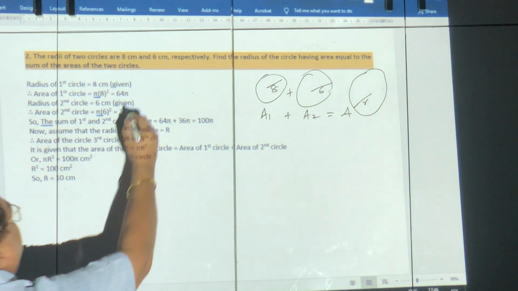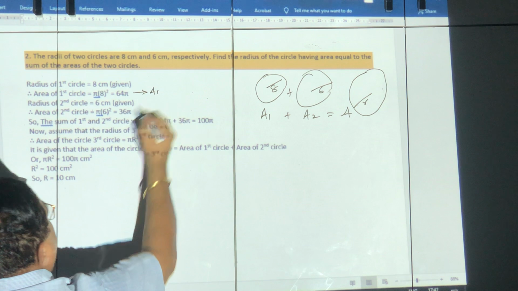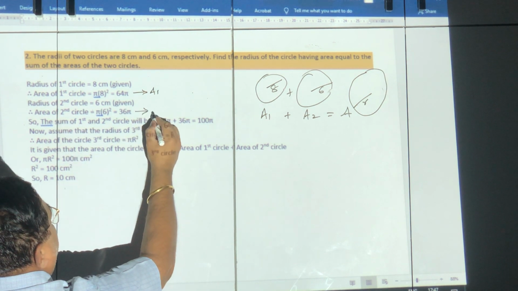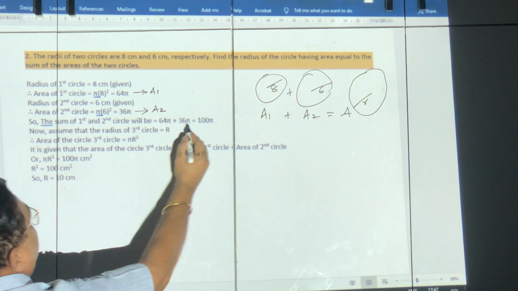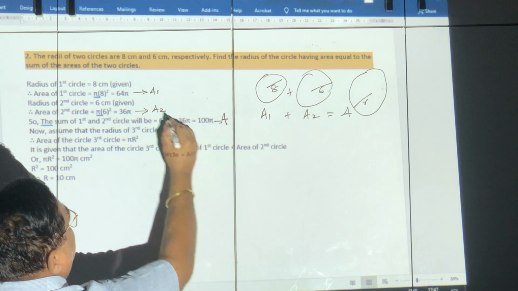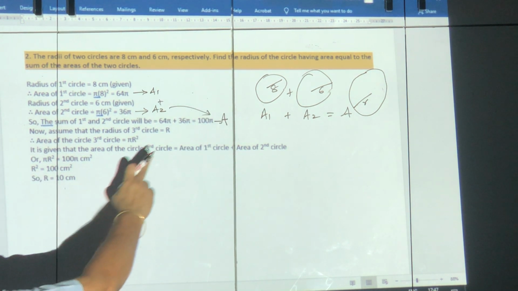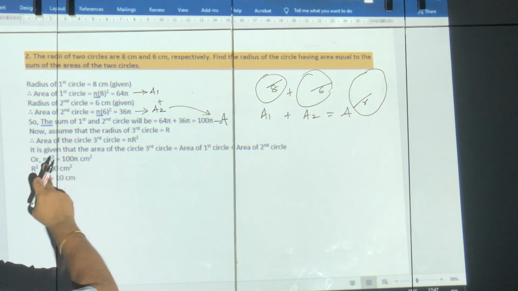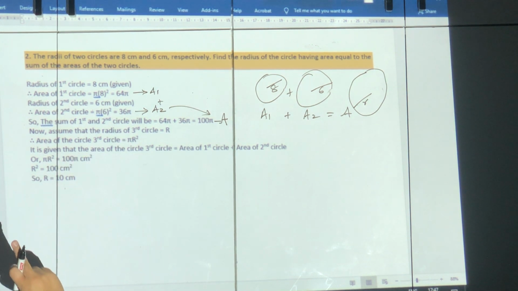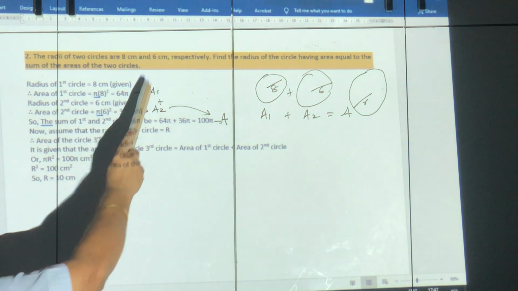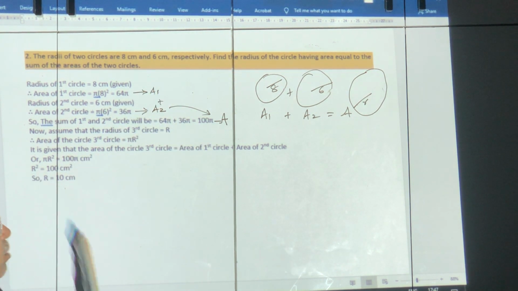So first circle, area A1. Second circle, area A2. Add the 2, and I will get capital A. Then I just put in the formula, 100 pi is pi r square, r is 10. Simple as that. Okay, half mark, half mark, half mark and half mark, 2 mark sums.